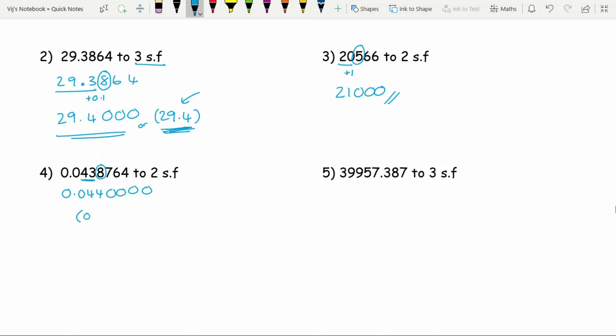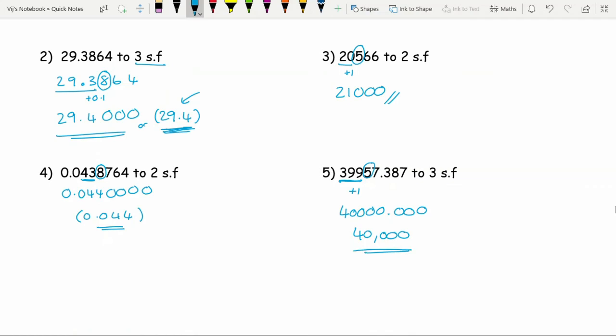So the correct answer for this one is 0.044000, or I can write this much better because we ignore any zeros at the end after a decimal point, which gives me 0.044. Now finally moving on to question 5. Here I've got no starting zeros and I'm rounding to 3 Sig Fig, so I'm going to underline the first 3 numbers, which in this case is 399, and circle the 5. As you can see, 5 is bigger than 4, so I'm going to add 1 to 399, which makes it 400. Then I'm going to change all the other digits to 0. So that's 40,000. And there's your final answer.